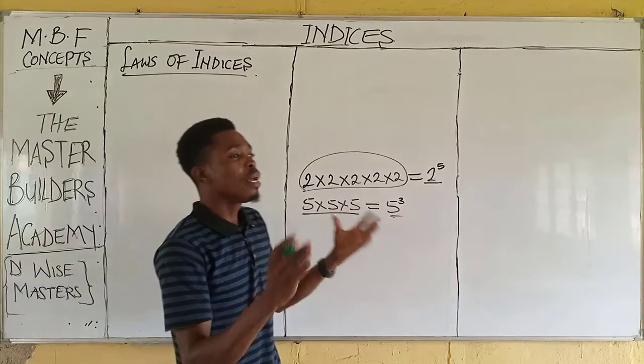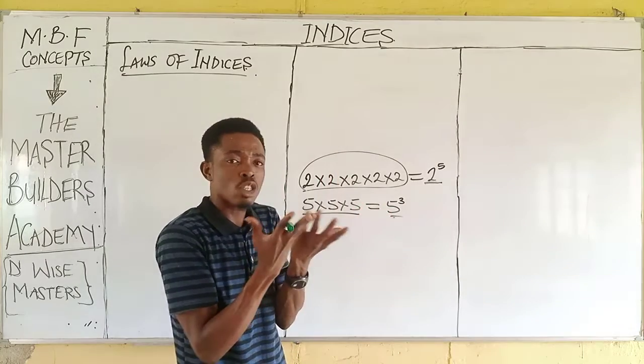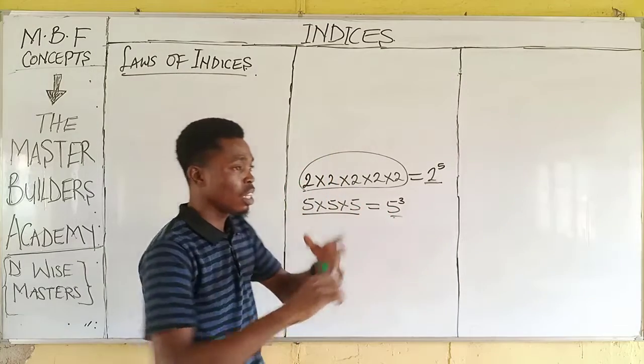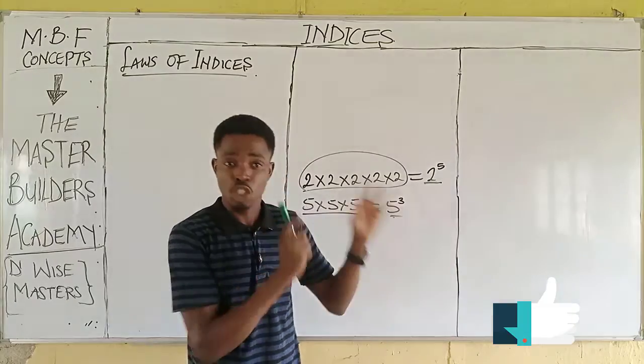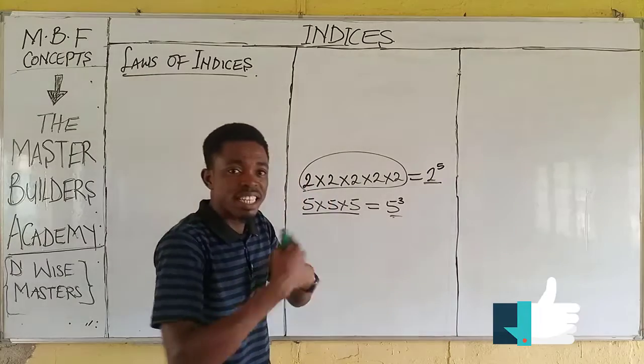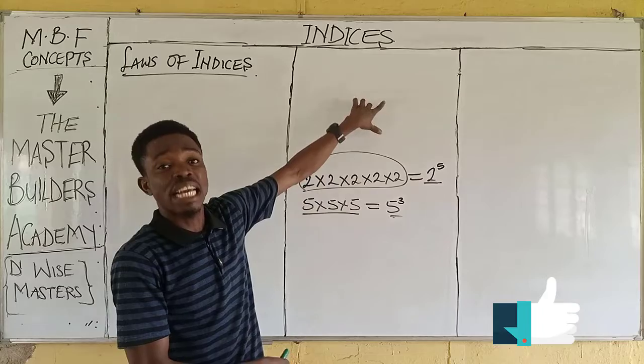So when you are given index notation, the relationship between numbers of index notation, either by multiplication, division, or other mathematical relationship, indices is the plural form of index.